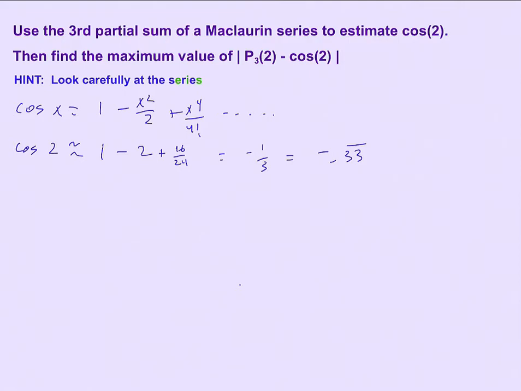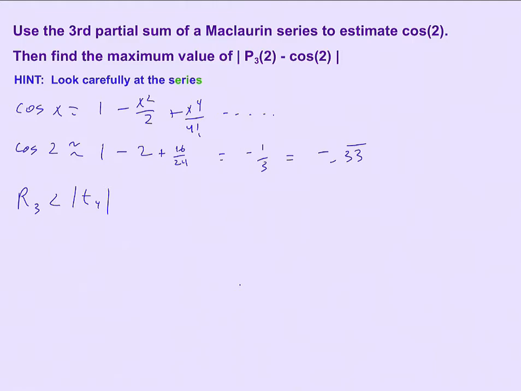But we understand that since we stopped after 3 terms, that's not going to be exactly right. It's going to be off by a little bit. So the question is, how much could that be off by? The maximum value of the difference between our polynomial and the actual value of the cosine of 2, another word for that is the remainder. The remainder after 3 terms has to be less than the absolute value of the 4th term, because this is an alternating series.